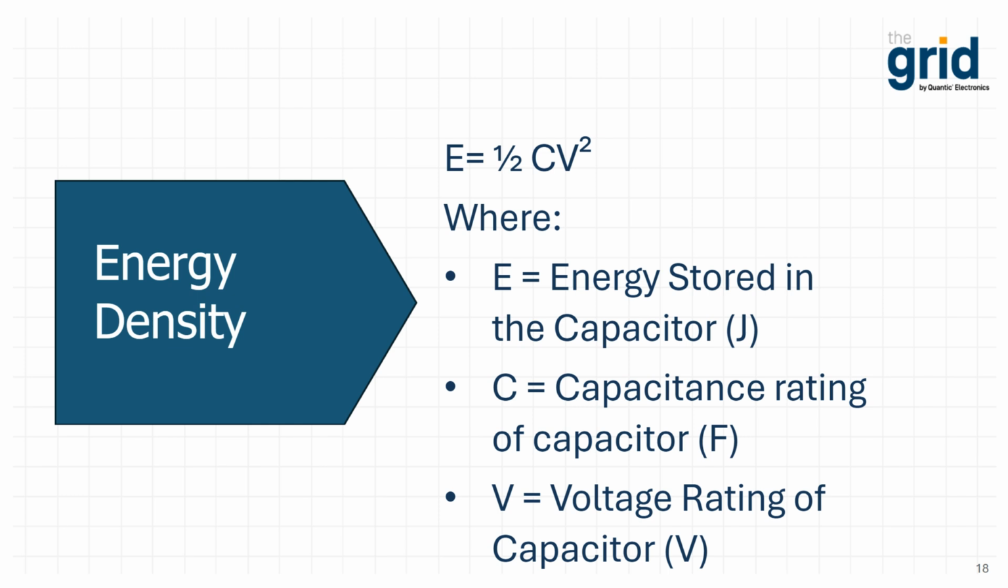We first start off by calculating the energy stored within the capacitor by using the equation we see here on the screen. E equals 1/2 CV squared, where E is the energy stored in the capacitor, C is the capacitance rating of the capacitor, and V is the voltage rating of the capacitor. Once we calculate the energy stored, we divide it by the unit of volume to obtain the capacitor's density. Different capacitor technologies have widely different energy densities, so it's an important attribute to understand when comparing capacitor options.